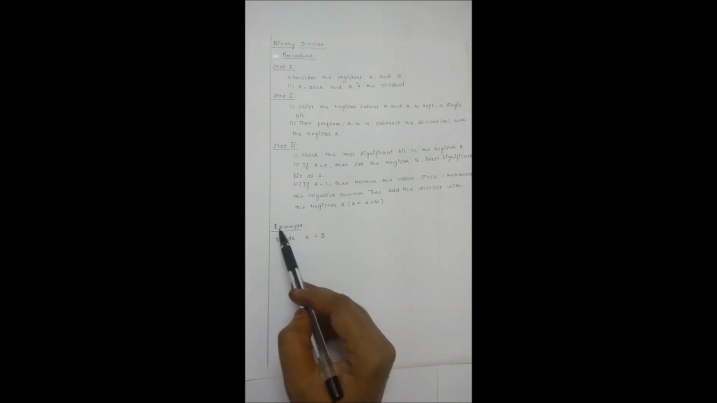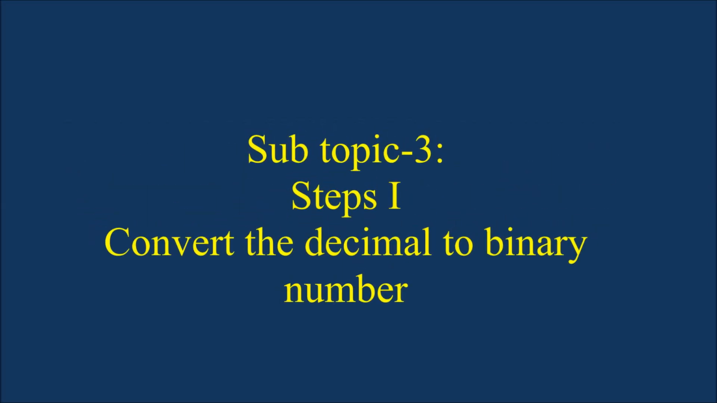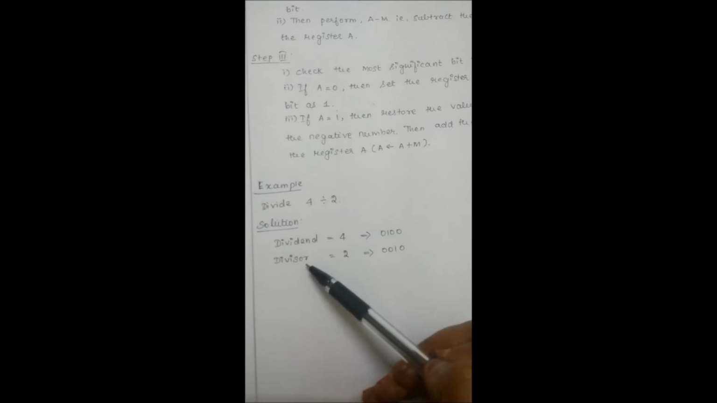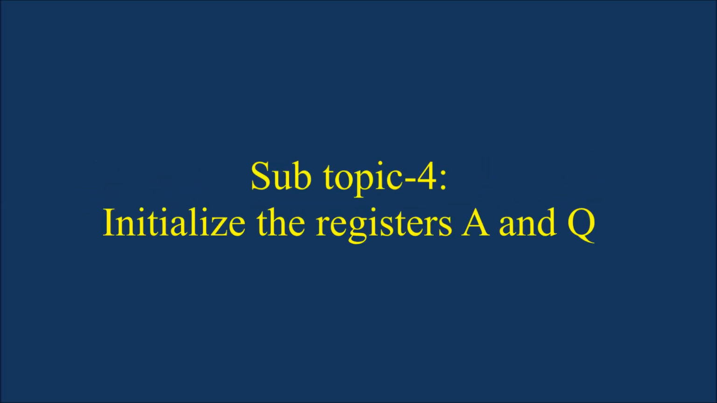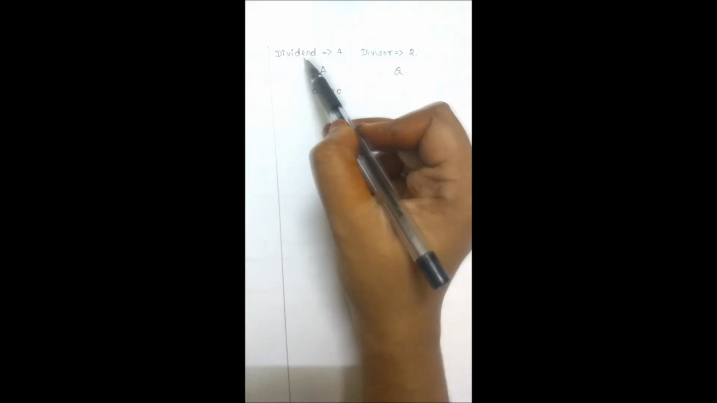Let us consider an example, where we are going to divide 4 divided by 2. Let us see how the procedure works. The solution is, first we are going to separate which is the dividend and which is the divisor. So the dividend is 4 and the divisor is 2. The binary value of 4 is 0 1 0 0, and the binary of 2 is 0 0 1 0. So this is the dividend and this is the divisor.